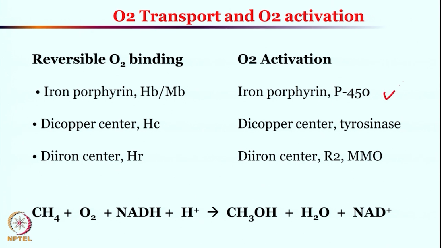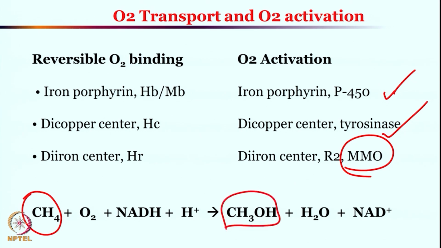Iron porphyrin cytochrome P450 chemistry we have discussed already and summarized. Dicopper center tyrosinase we have also discussed. We have discussed MMOs in the last few classes. I will briefly mention these again. So, the main reaction we are trying to study in the case of MMO involves a non-heme iron center. Once again, do not mix up the heme and non-heme iron centers. Methane is going to be converted into methanol with the help of oxygen.